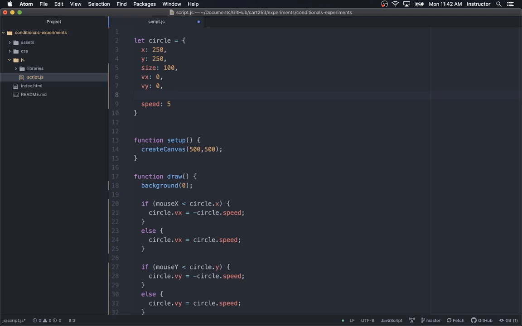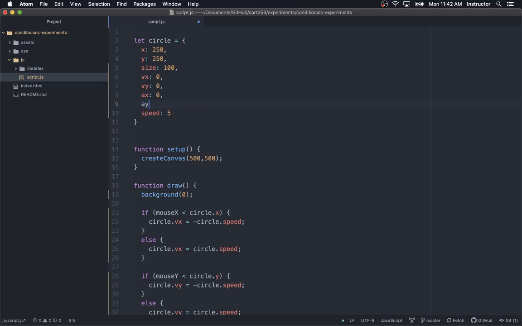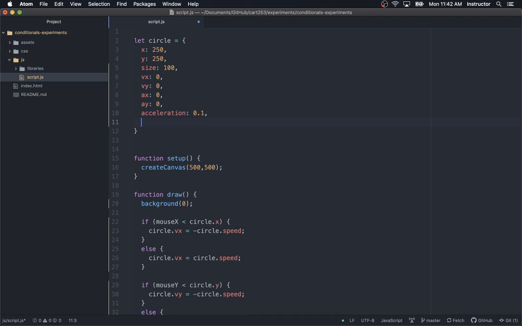So instead of controlling our circle's movement by directly setting its velocity, another thing that we might do is we'll add in two more of these properties, AX and AY, which stands for acceleration in the X and acceleration in the Y. And we'll, instead of speed, we'll have an acceleration, like how fast does our circle accelerate up to speed. The other thing that we may now want, because we've got acceleration, is we might want a maximum speed that our circle can travel at. And let's set that to be, I don't know, 5, 10. 10's good. Oh, I did a semicolon, idiot.